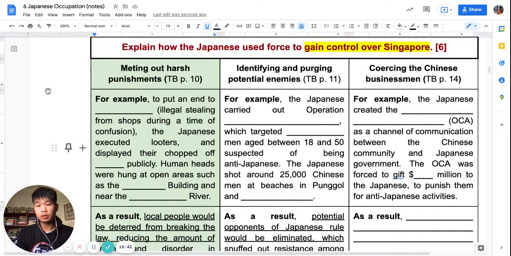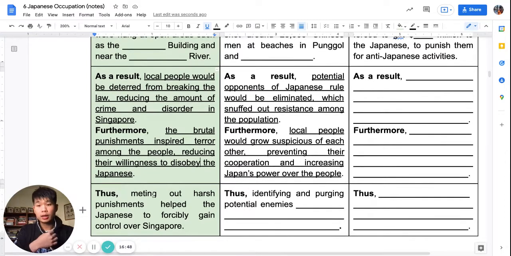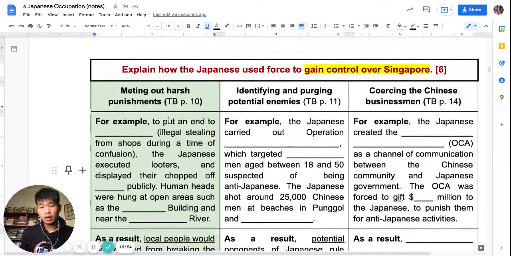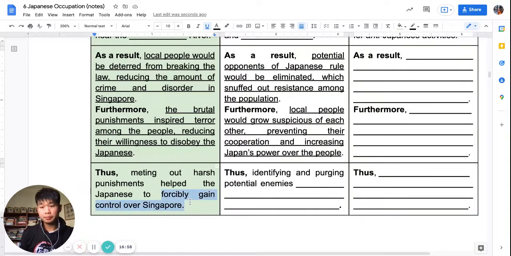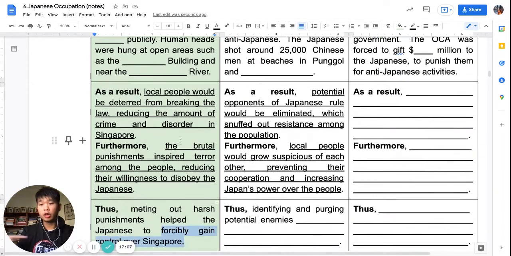Can you see, Sec 2s? Your point is in this row: evidence, explanation, and link. Very importantly, my explanations always go from my point and evidence to the question focus. I always want to end up with control. So how do I end up with control? By starting with punishments. I need to think of the logical reasoning chain, the chain of causation that goes from punishments to control. Okay, I don't want to belabor the point, so let me help you out with some of the blanks, so that you can do your homework efficiently.